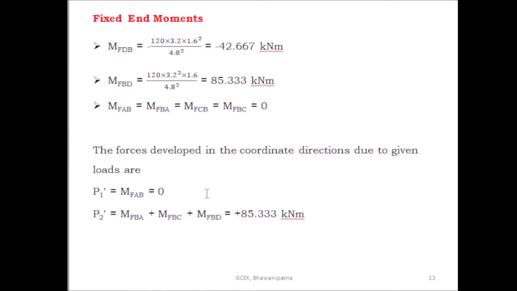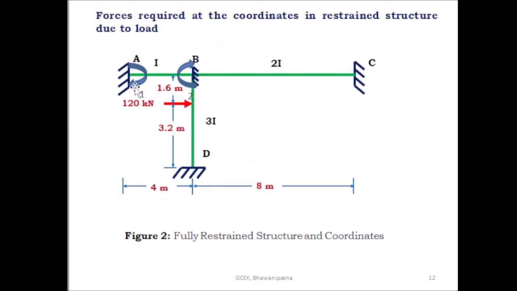So, here you got the force at coordinate 1 and coordinate 2. Here there is no moment; the fixed moment here is 0, so that is the force at coordinate 1. But the force at coordinate 2 is equal to the fixed moment BA, fixed moment BC and fixed moment BD. What is the moment you got here, here, here? The summation of these three moments is equal to the force at coordinate 2, P2 dash.